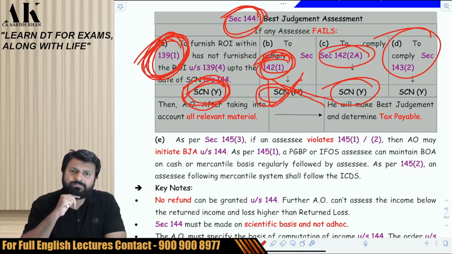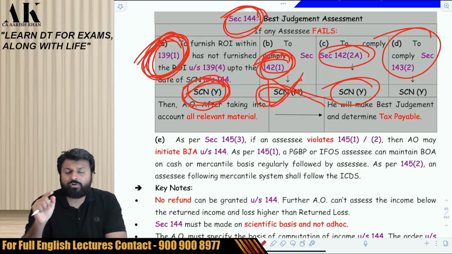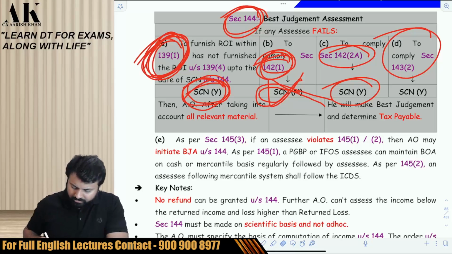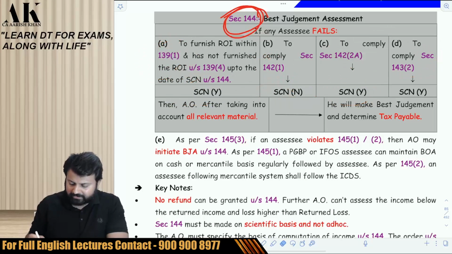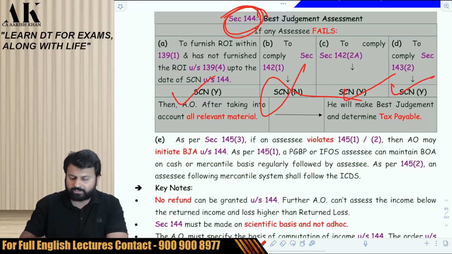That is scrutiny assessment. You have not complied with the scrutiny notice. AO again will issue you what? A show cause notice. So you can try to understand that out of these 4 defects, you will get a show cause here, you will get a show cause here, you will get a show cause here, you will not get a show cause here.